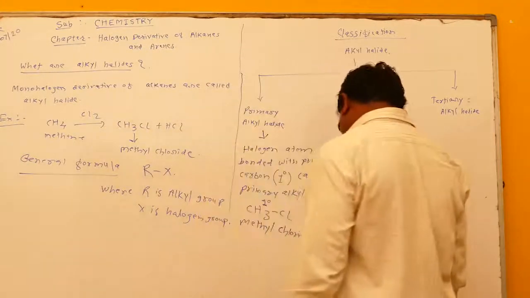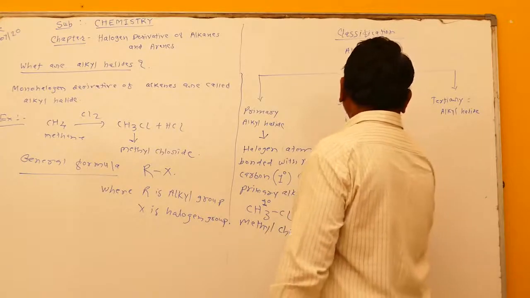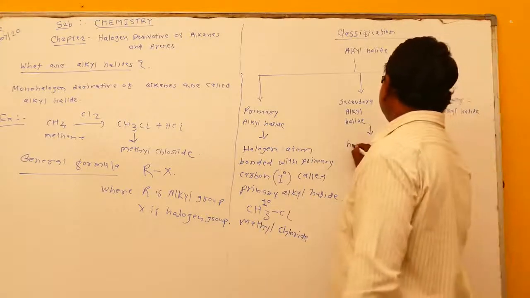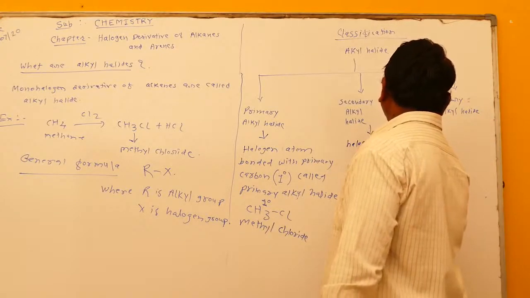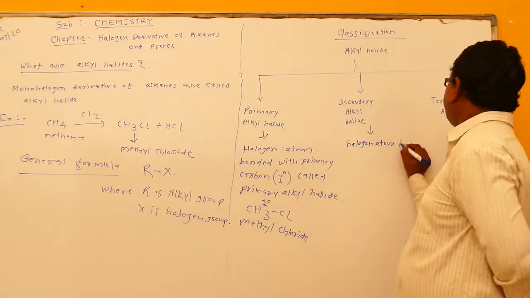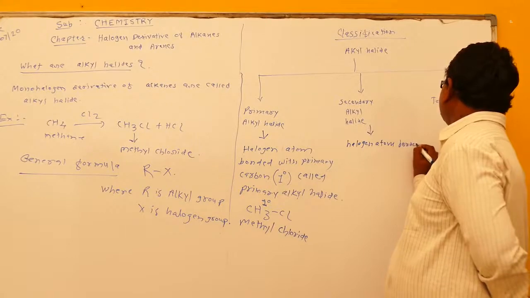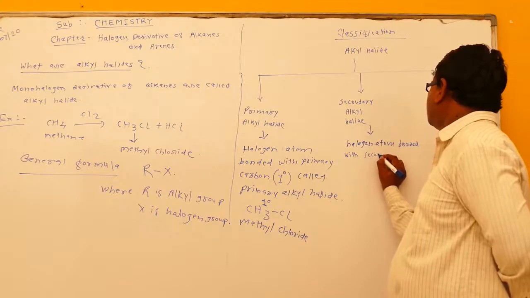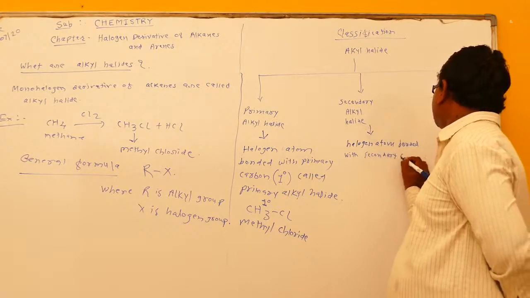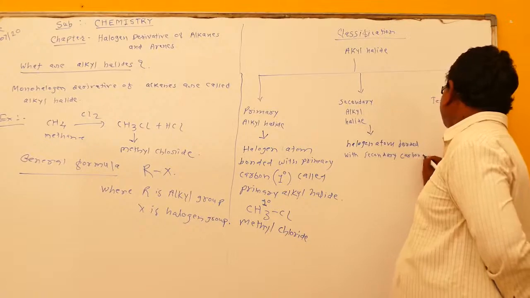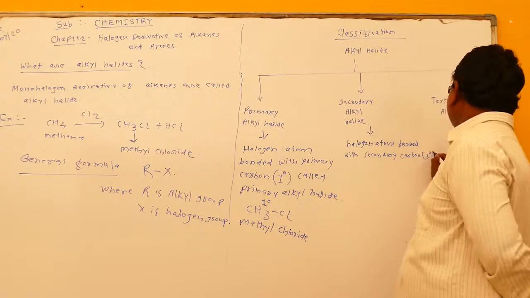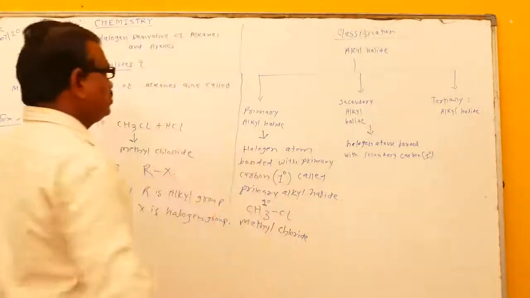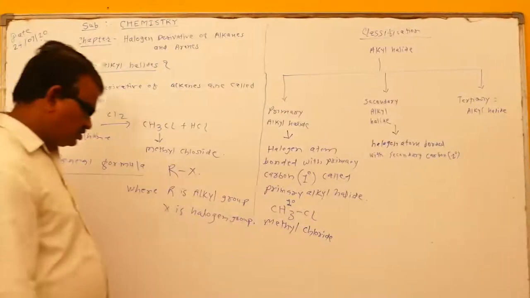Then secondary alkyl halide: the halogen atom is bonded with a secondary carbon. This secondary carbon is 2 degree. Then the halide formed is called a secondary alkyl halide.